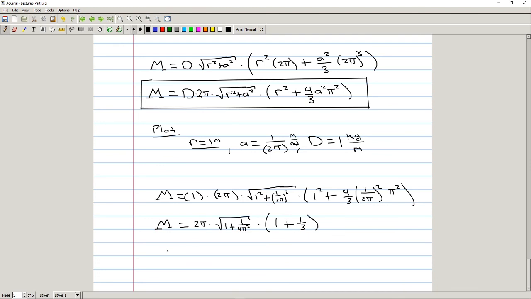And what we're left with is that the total mass is equal to 8/3 pi times the square root of 1 plus 1 over 4 pi squared. And this is in kilograms. Or it's approximately equal to, when we approximate this, about 8.48 kilograms.